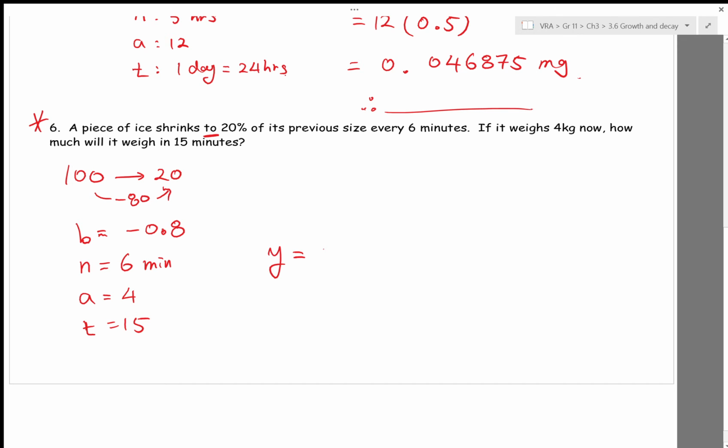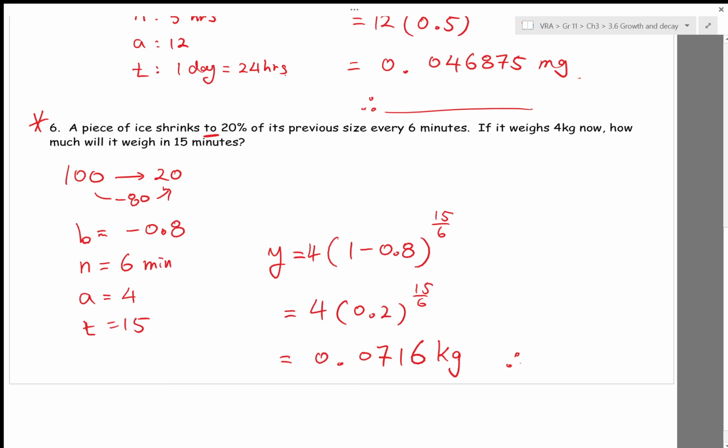Now then every 6 minutes, now it weighs 4 kilograms, and then how much will it be after 15 minutes? So then Y equals 4 times 1 minus 0.8, to the power of 15 over 6. Now this becomes 4 times 0.2 to the power of 15 divided by 6. Using the calculator, that gives me 0.0716. It was 0.07155, but I just rounded. So 0.0716 kilogram is left. Therefore, that's it.